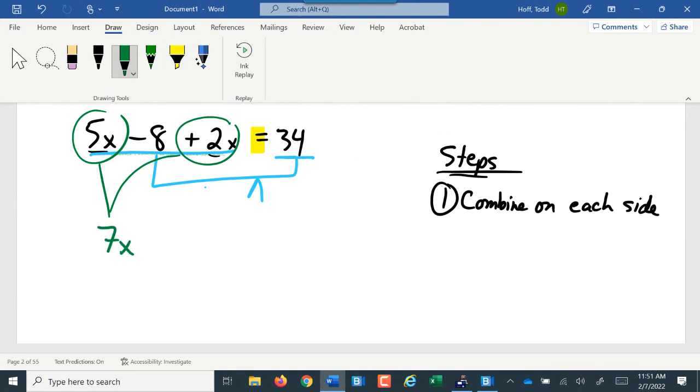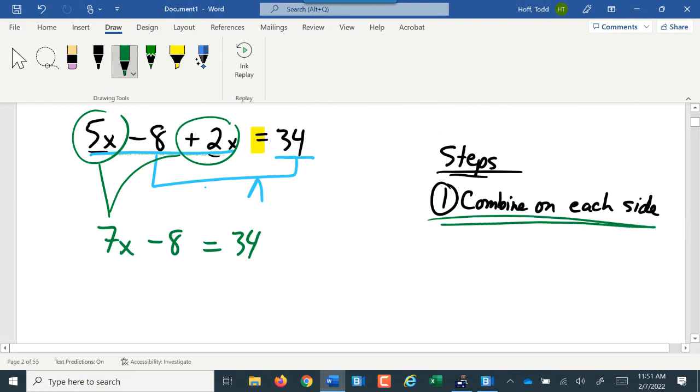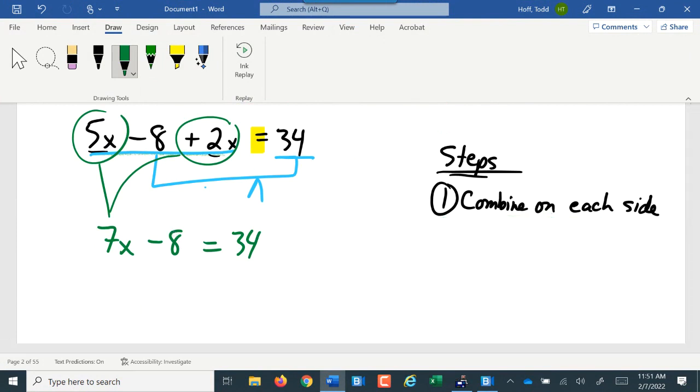it's not going to change the way the scale balances. I still have the -8 there, equals 34 on the other side. So because the 5x and 2x are on the same side of the equation, I just combined them. That's my first step. If possible, combine anything I can on each side.